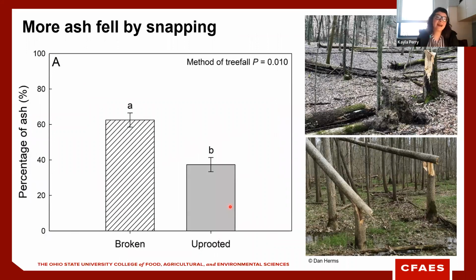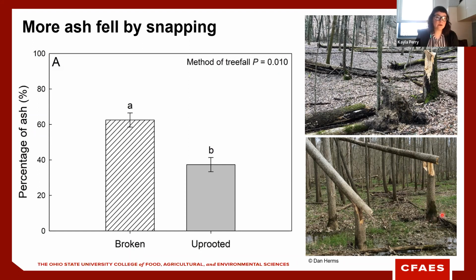We also looked at how ash typically fell. Sometimes ash will uproot, and so you actually get what's called pit and mound topography that forms within the forest. This can be important habitat for wildlife, amphibians. It also can be used as seed beds for plants. But then other times you get snags that will actually break along the bole. And so you have this standing snag that's left, which also can be habitat for wildlife.